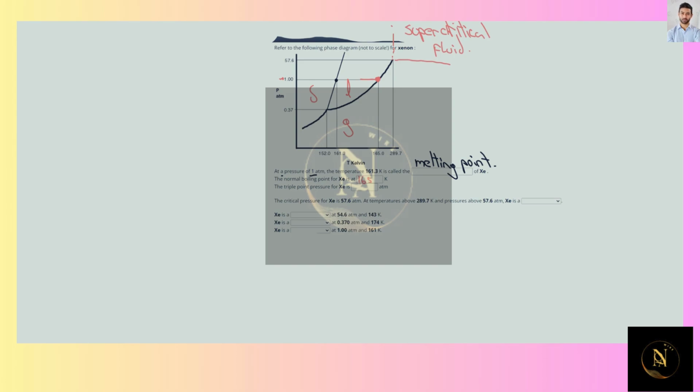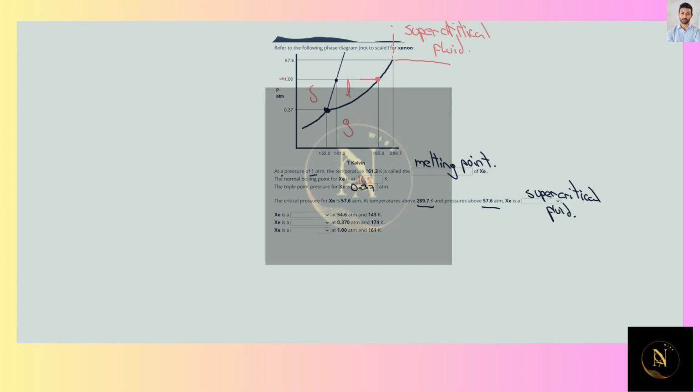Finally, the triple point pressure for xenon is the point at which the three phases are going to interact together, and it is going to be equal to 0.37 atmospheres. The critical pressure for xenon is going to be 57.6 atmospheres. At temperatures above 289.7 Kelvin and pressures above 57.6 atmospheres, xenon is, as I mentioned before, a supercritical fluid.